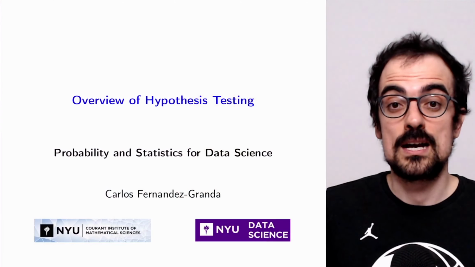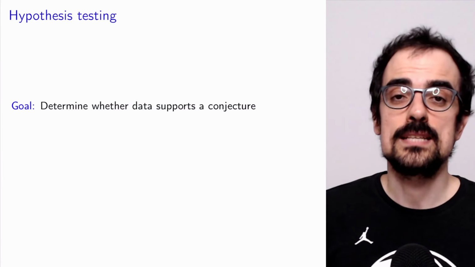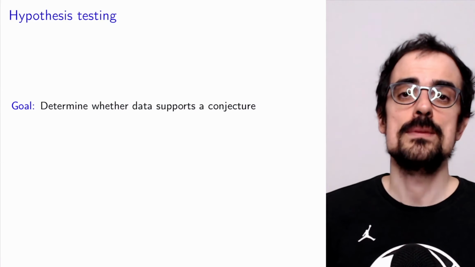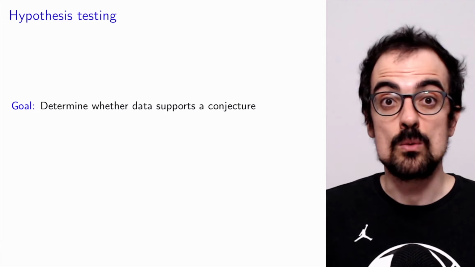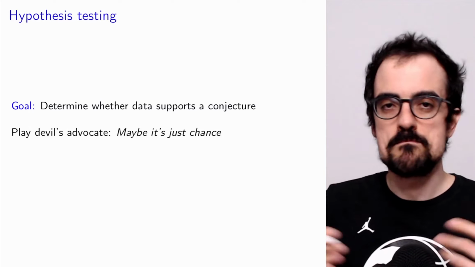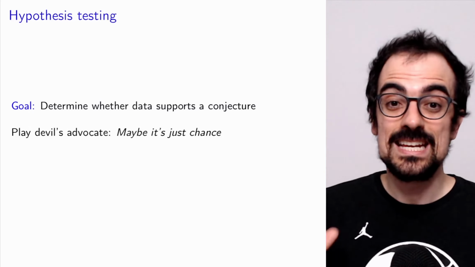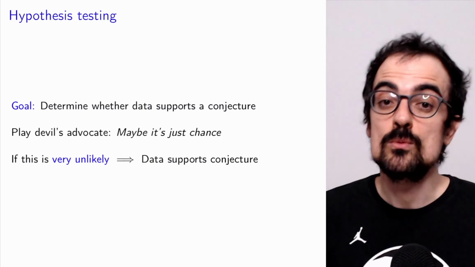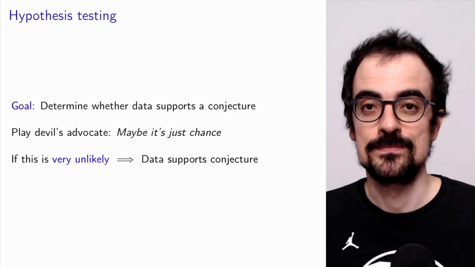Let's get to it. We're going to give an overview of hypothesis testing. The goal of hypothesis testing, as I said, is to determine whether the available data support a certain conjecture. The way we do this is we take a devil's advocate perspective where we say, maybe the patterns that we're seeing in the data are just due to chance. If this is very unlikely, then we interpret this as evidence in favor of the conjecture.